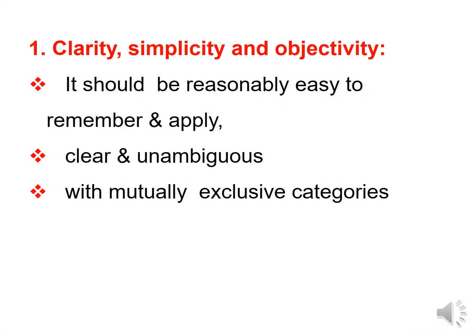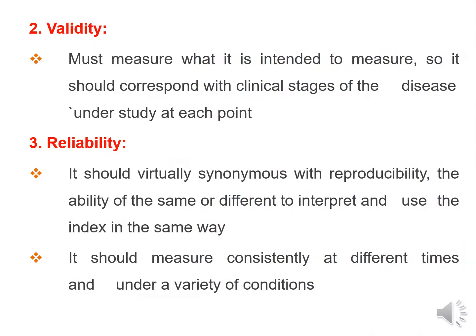What do we mean by clarity, simplicity, and objectivity of an index? It should be reasonably easy to remember and apply. Second, it is clear and unambiguous. And third, it has mutually exclusive categories. Validity of an index means it must measure what it is intended to measure. So, it should correspond with the clinical stages of the disease under study at each point.